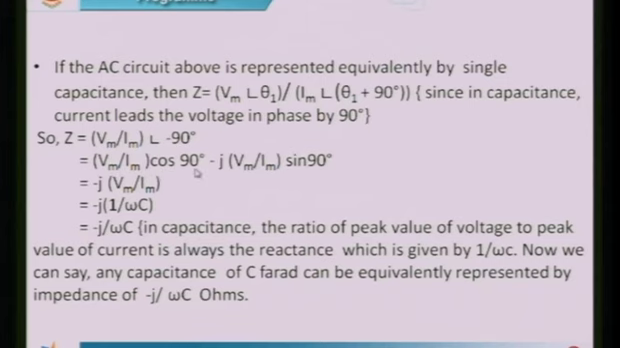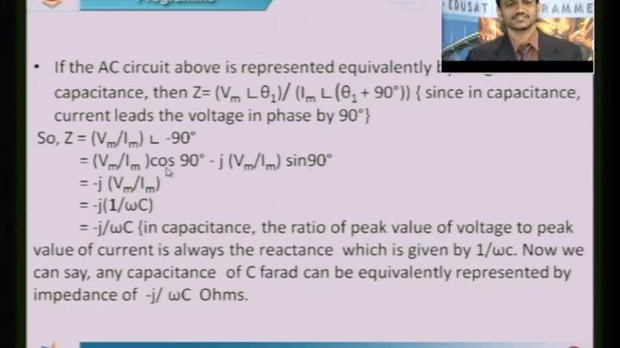So Vm by Im cos 90 minus j Vm by Im sin 90. This is the rectangular form. So, this is 0 minus j Vm by Im sin 90, which is 1, so minus j Vm by Im. You know, it is the reactance of the capacitor, which is given as 1 by omega c. So, the impedance of a capacitor is actually minus j by omega c. That is what has been written.